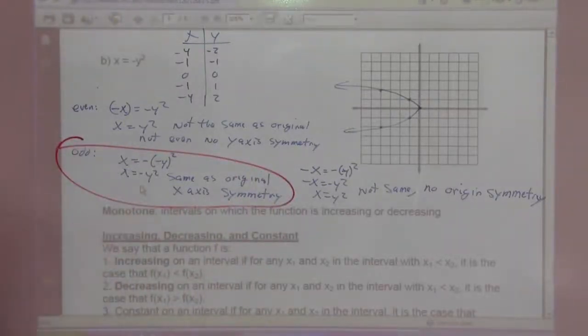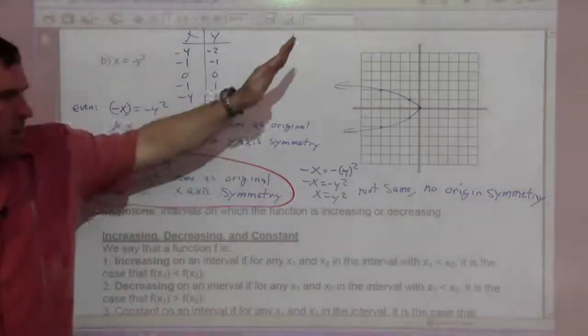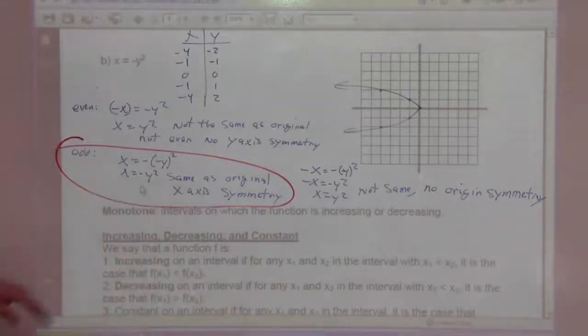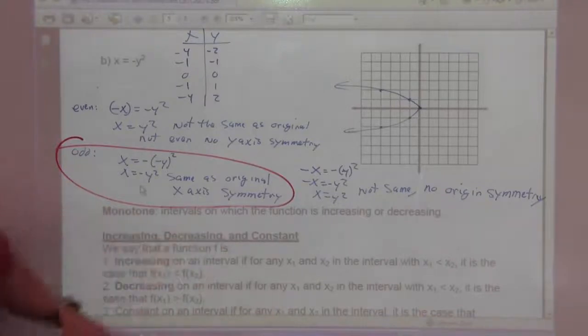Okay, monotone, intervals on which the function is increasing or decreasing. If it's going up, up, up, up, up, it's monotone. If it's going down, down, down, down, it's monotone. If it's going up and down, that's not monotone in the same interval. Increasing, decreasing, and constant. I'm going to scroll this up, so pause if you need a pause for the material above.